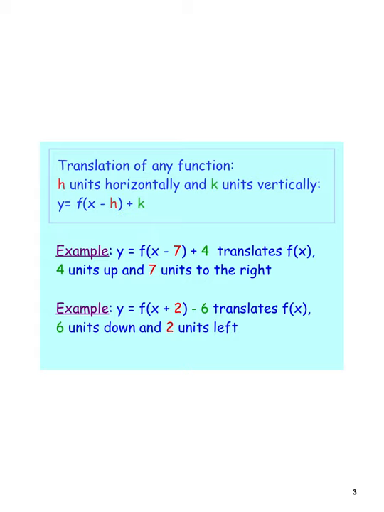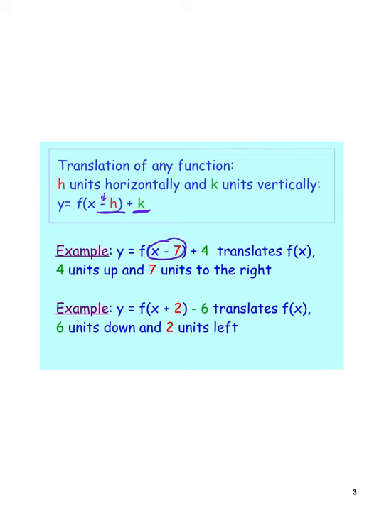So for a translation of any function, the h here is our horizontal translation. Now, one thing to be aware of is that subtraction is already built in. So when you see subtraction, it's a reminder that it actually moves us to the right. If you see addition, it actually moves us to the left. So it almost seems counterintuitive. And then the k, to move it up or down, gets tagged on to the end. So you see a couple of examples here.